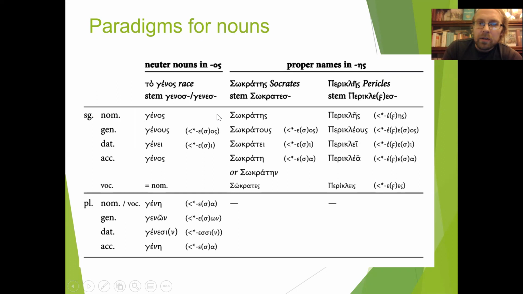And then if you turn to Socrates, we have here Socrates in the nominative, Socratus in the genitive, Socrate in the dative, and Socrate in the accusative. And then the vocative form has Socrates. So this vocative form is pretty much identical with the stem. And then of course there are no plural forms because it's a name of a singular person. And then Pericles is Pericles in the nominative, Perikleos in the genitive, Periklei in the dative, and Periklei.